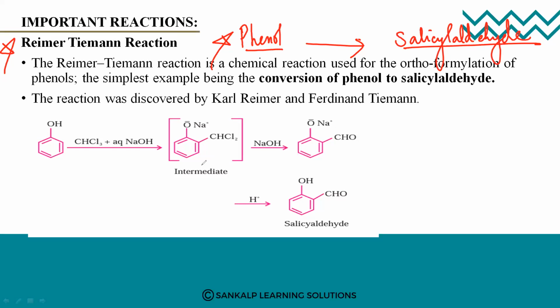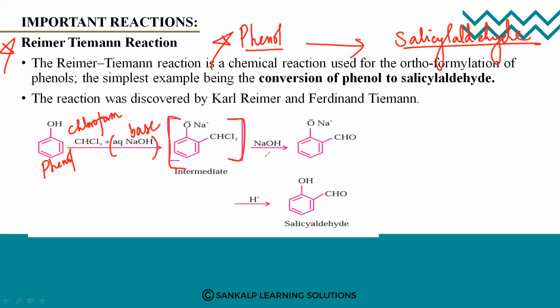Now, you can see this reaction: phenol. We are treating it with chloroform. CHCl3 is chloroform. So we are treating the phenol with chloroform and a strong base like aqueous NaOH. What is happening? This is an intermediate product, CHCl2, which is obtained.